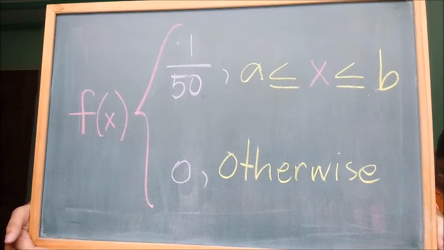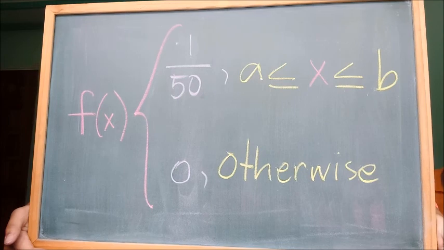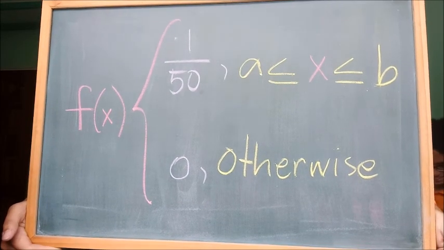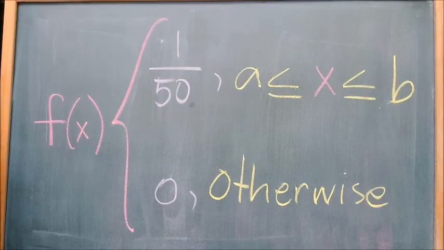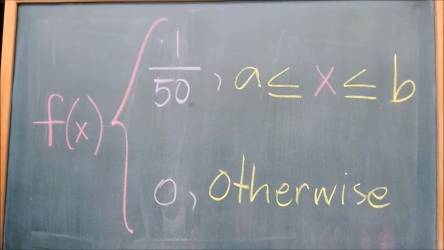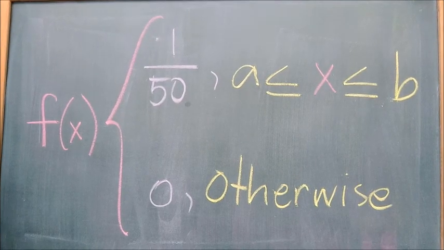However, it is not true for all occasions. F of x is only equal to 1 over 50 if x is greater than or equal to a and less than or equal to b. F of x is 0 if x is outside the range.